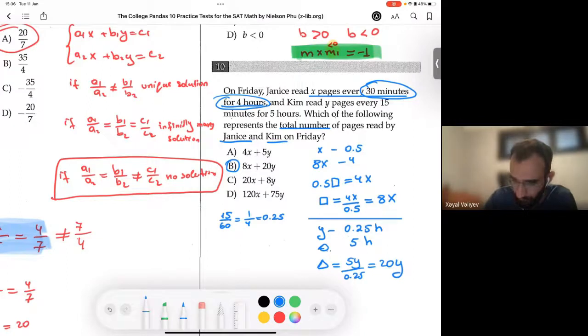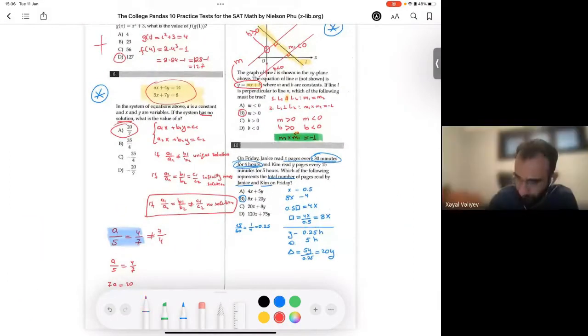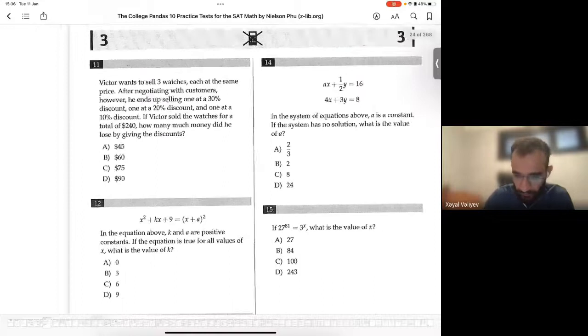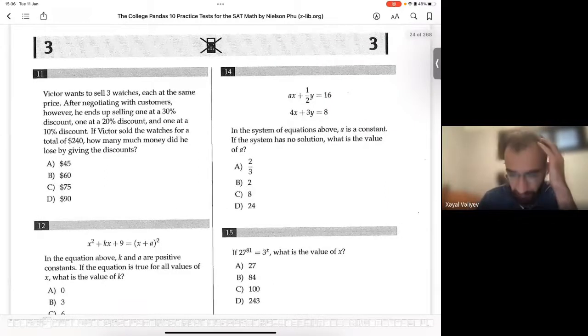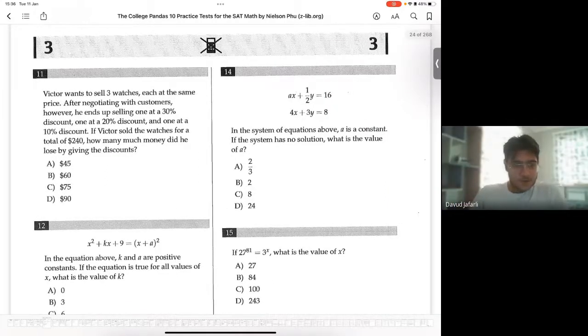Did you get it? Okay, so next question. Victor wants to sell three watches, each at the same price. After negotiating with customers, he ends up selling one at 30% discount, one at 20% discount, and one at 10% discount. Victor sold the watches for a total of $240. How much money did he lose by giving the discounts?